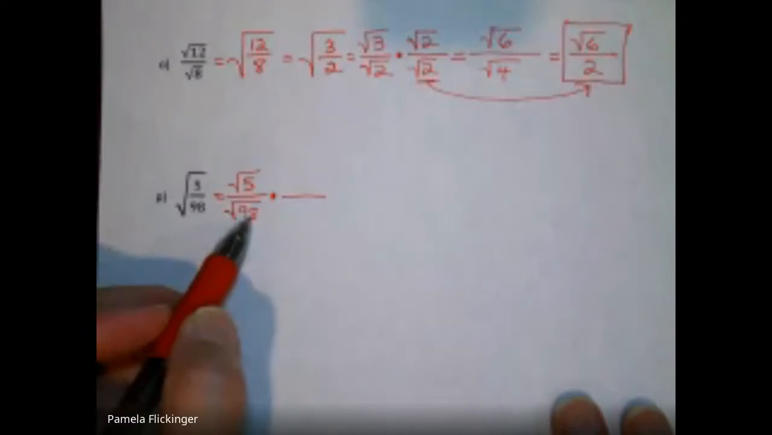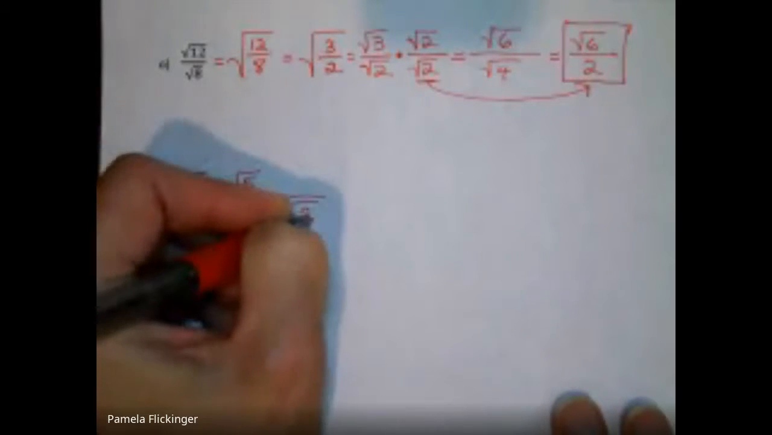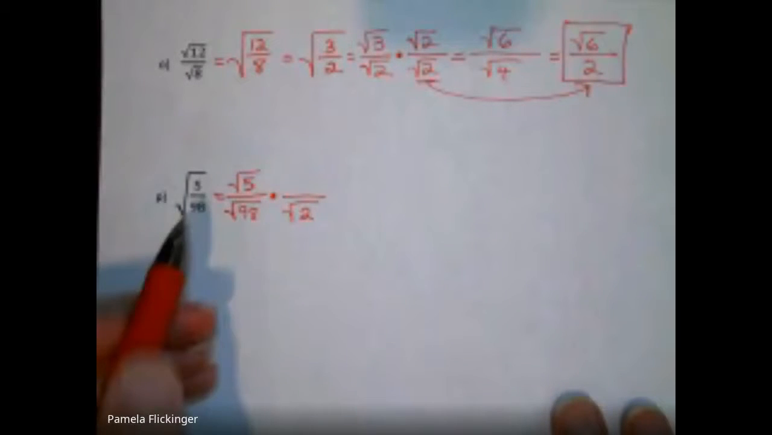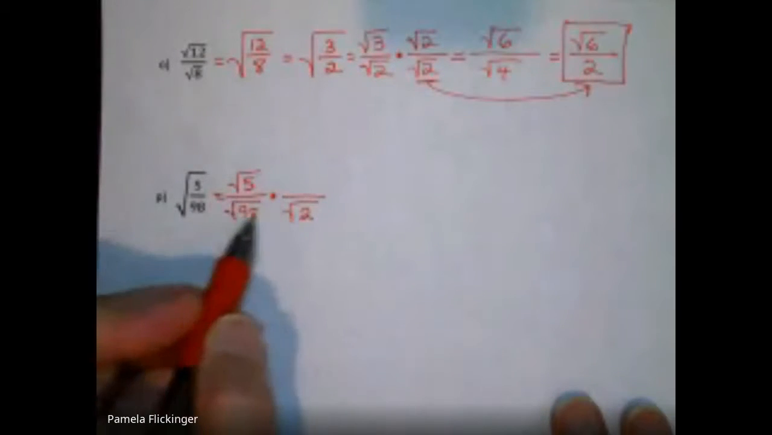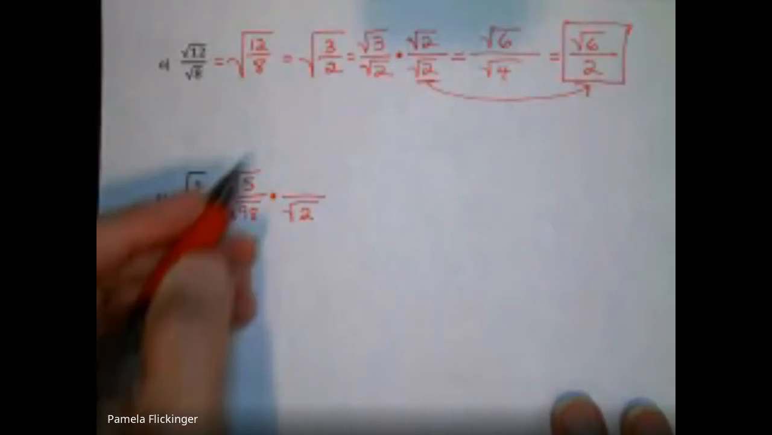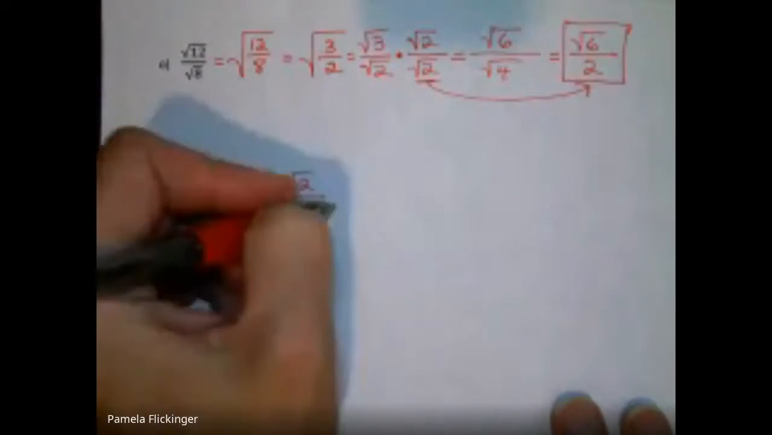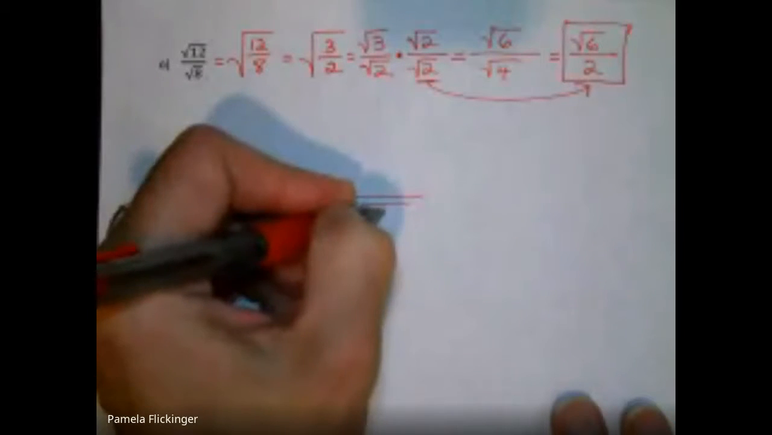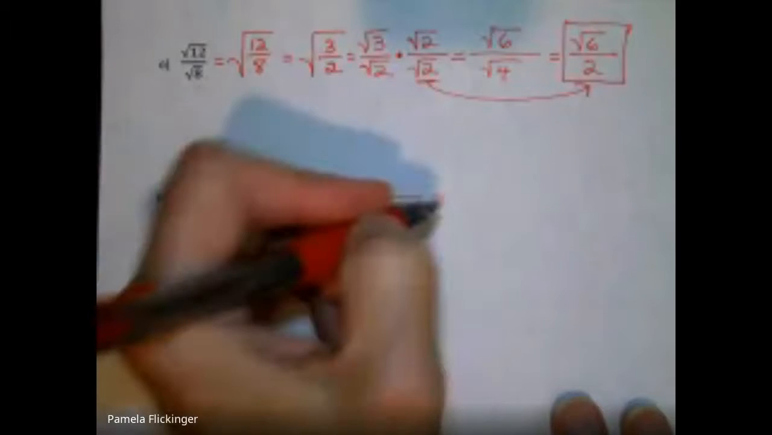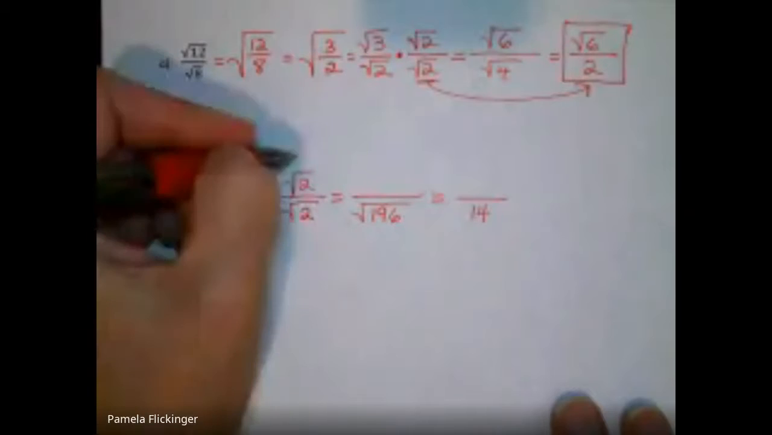What I notice is that 98 goes into 196. And 196 is a perfect square. Well, to get to 196, I need to multiply 98 by 2. So you don't always have to choose a radical that's exactly the same. So if I multiply top and bottom by the square root of 2, I will get the square root of 196 in my denominator, which is the perfect square, and will become 14. As long as these are the same, you're fine doing that.